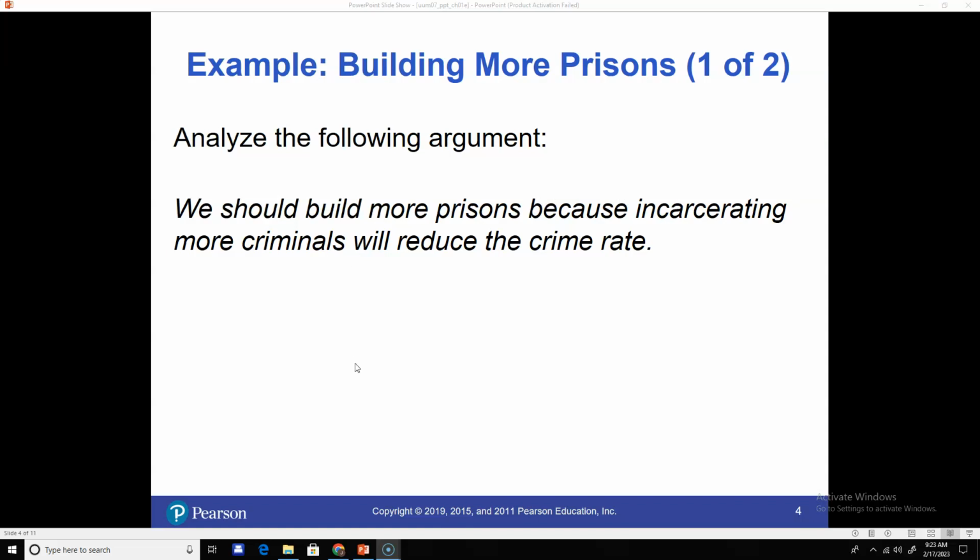Okay, so this is one where the thing that they tell us first is actually what they want us to do, right? The action they want us to take is to build more prisons. So that's actually the consequence of what's going on here. And if you were thinking about what the assumptions are, essentially: incarcerating more criminals will reduce the crime rate.